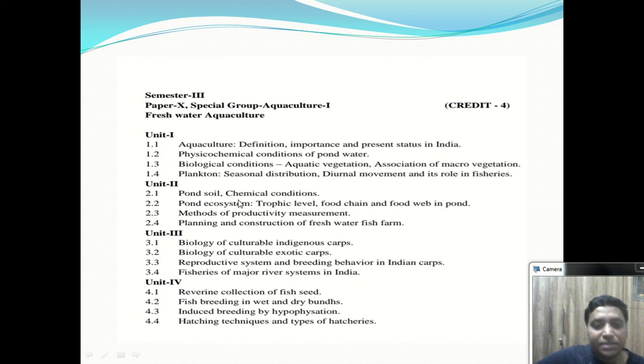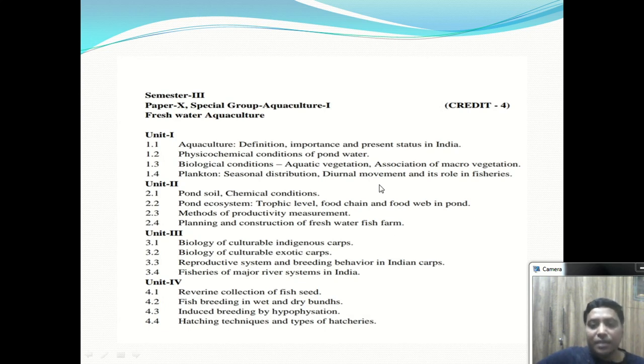In the syllabus, they ask about the seasonal distribution of the planktons, that is winter, rainy season or monsoon, or the summer season. Whatever the population of plankton present in water, which type, and how they are distributed, whether in the upper level, the middle level or toward the bottom, it is called the distribution of the plankton.